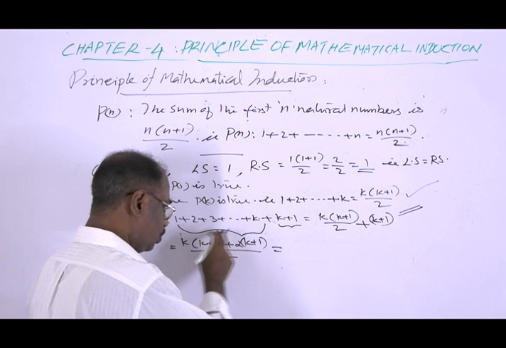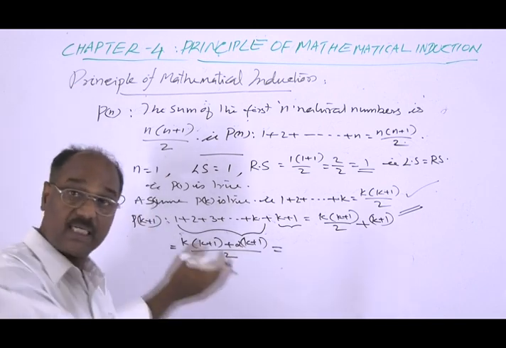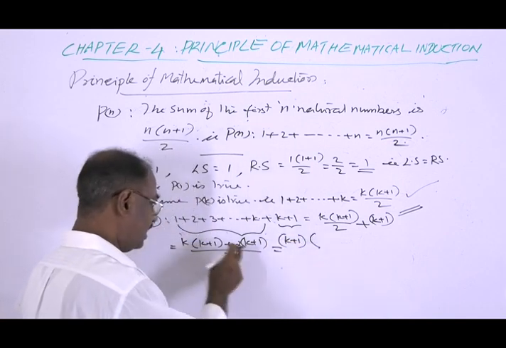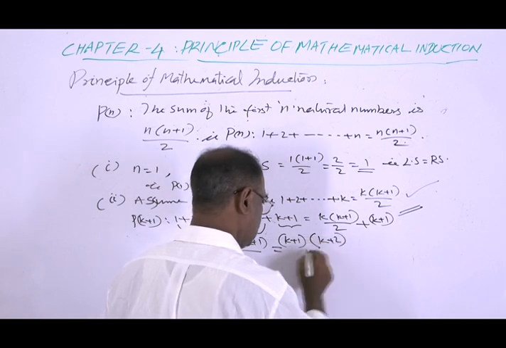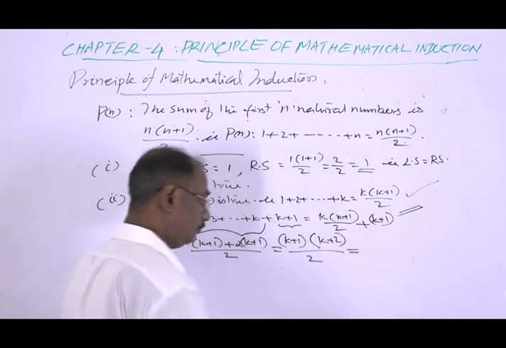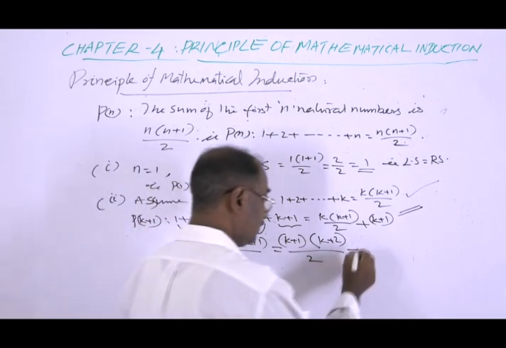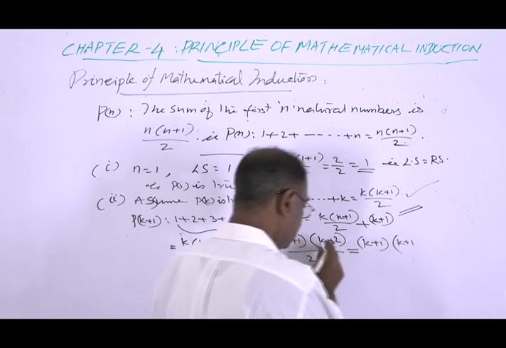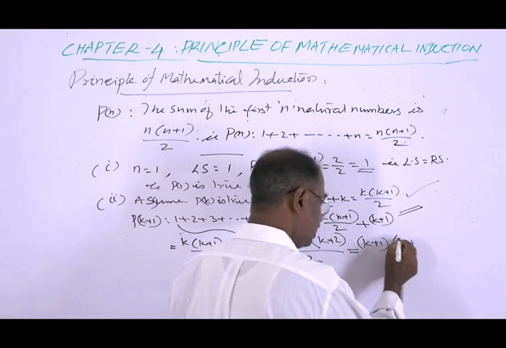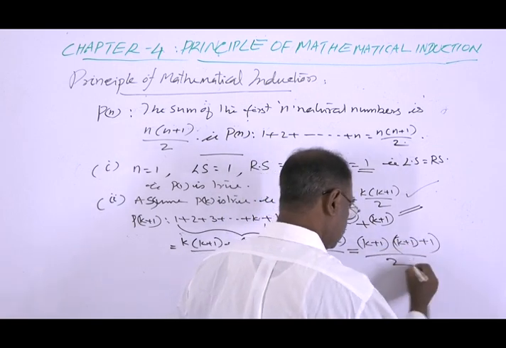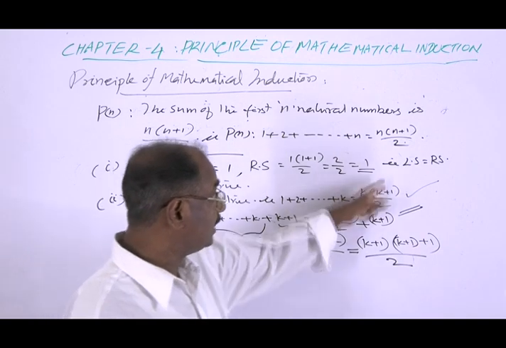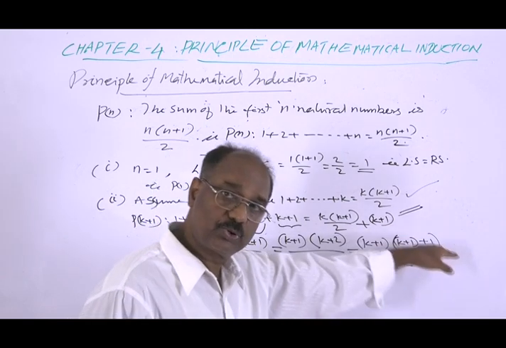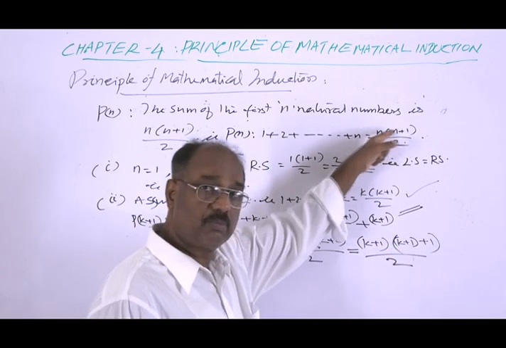in the numerator, 2 terms, so k plus 1 is a common factor that can be taken outside: k plus 1 into k plus 2, divided by 2, which is equal to k plus 1 into k plus 1 plus 1, since k plus 2 can be written as k plus 1 plus 1, divided by 2. It is exactly in this form. In place of n, we have k plus 1: k plus 1 into k plus 1 plus 1 divided by 2, like n into n plus 1 by 2.